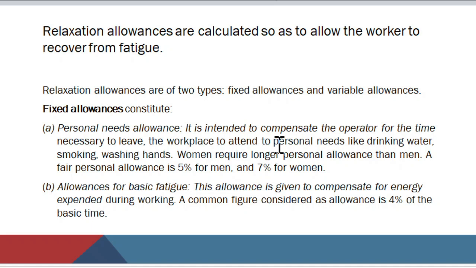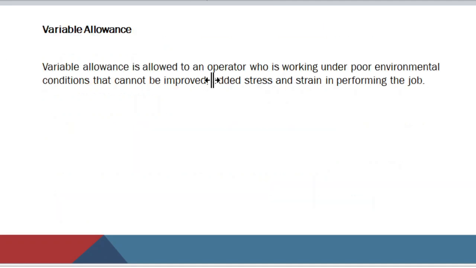Next is allowances for basic fatigue. This allowance is given to compensate for energy expended during working. A common figure considered as allowance is 4% of the basic time. It's just like when you relax a little, you do some stretching. So you are given a 4% fixed allowance for that, 4%.